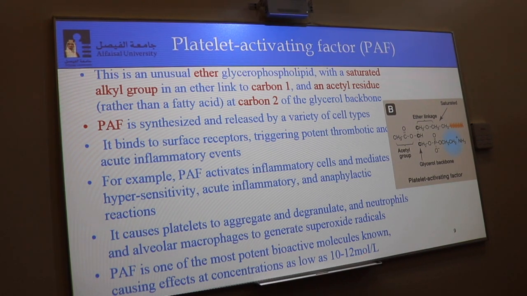Yes? You said you have an acyl group instead of a fatty acid, isn't it instead of glycerol?